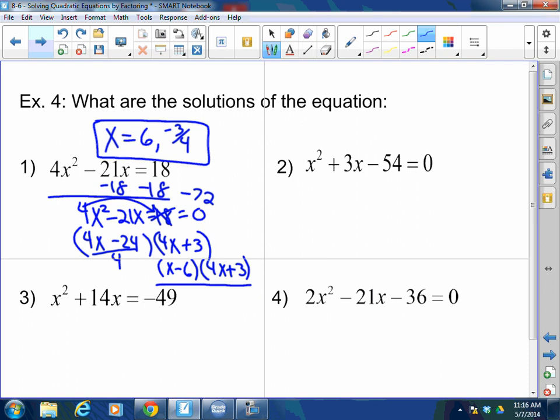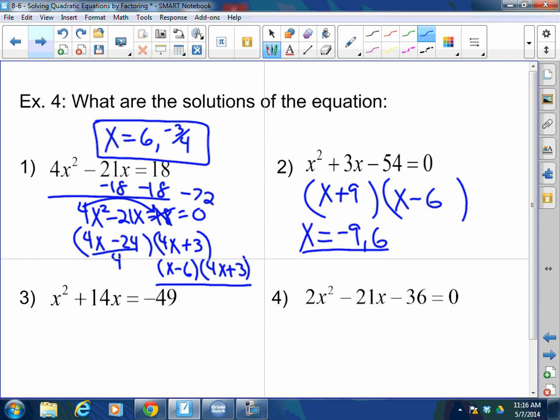Okay, number 2. What times what is negative 54, but when added together is positive 3? Positive 9 and negative 6. So what are my solutions here, gentlemen? Negative 9 and 6. Very good. Next.